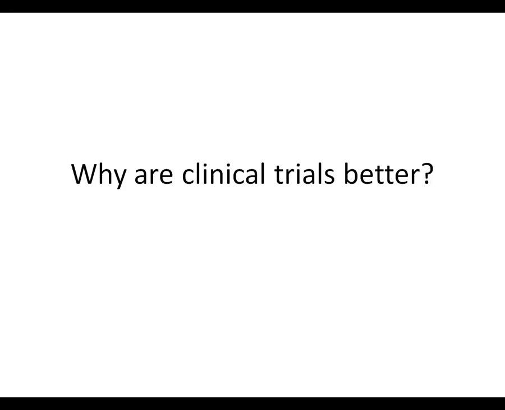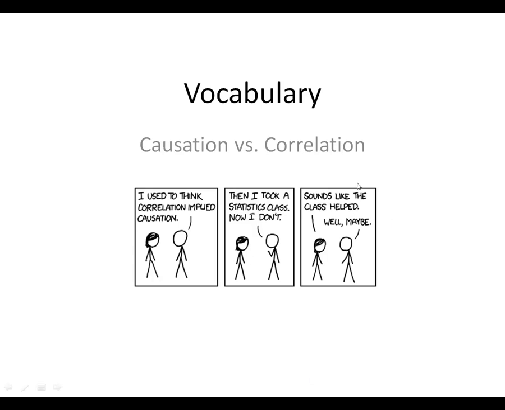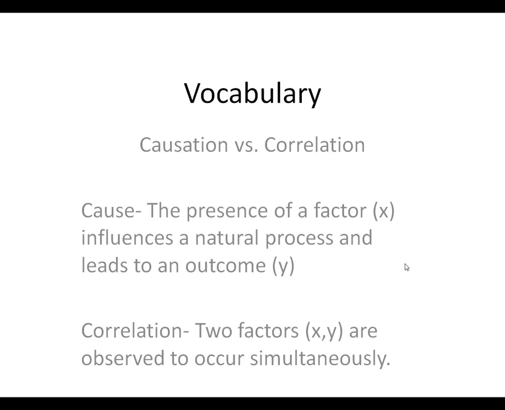Okay, so in the last video I ended by telling you that what you want to look for are clinical trials. You don't want to rely on correlational studies to make your decisions. So I think I need to explain why clinical trials are better and why they're really the only ones that you should rely on. To do that, we need to talk about causation and correlation, what they mean and what the difference is.